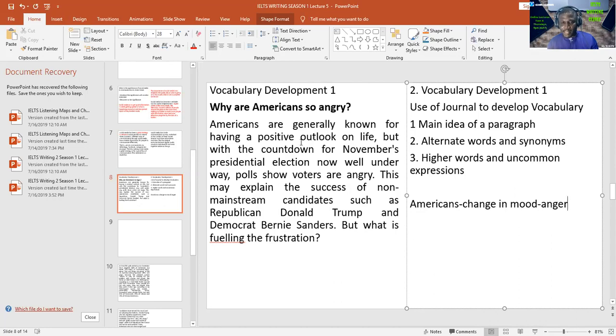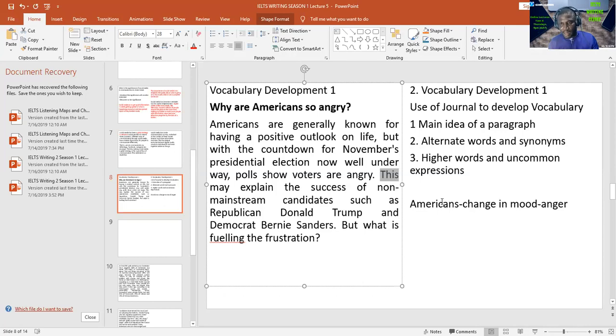Then if you look at the second sentence, it says this may explain, and "this" refers to something already mentioned: the change in American mood, their anger. This may explain the success of non-mainstream candidates, such as Republican Donald Trump and Democrat Bernie Sanders. Now look at the final question: what is fueling the frustration? You can see that anger is the issue. Frustration was used to replace anger in this particular context. So the main idea is the American change in mood.